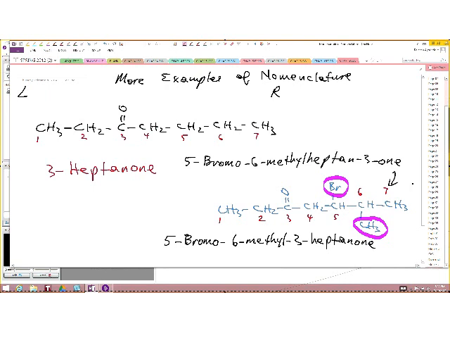So for aldehydes, you don't have to indicate the position of the carbonyl? Yes, for aldehydes, position number 1 is assumed as belonging to the aldehyde carbonyl. You do not have to indicate the position of that carbon.